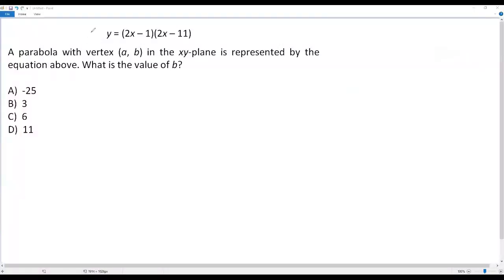Here we have a SAT math question. There is an equation given over here. That is y equals (2x − 1)(2x − 11). A parabola with vertex (a, b) in the xy-plane is represented by the equation above. What is the value of b?